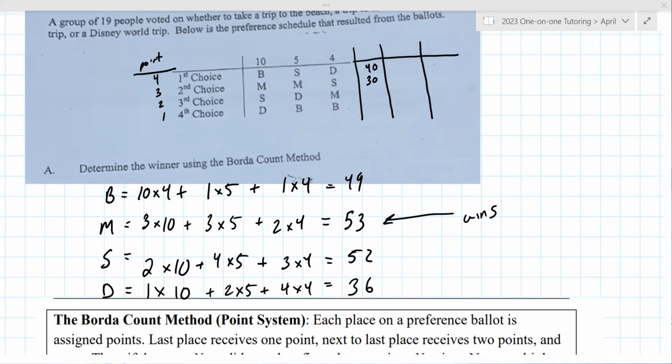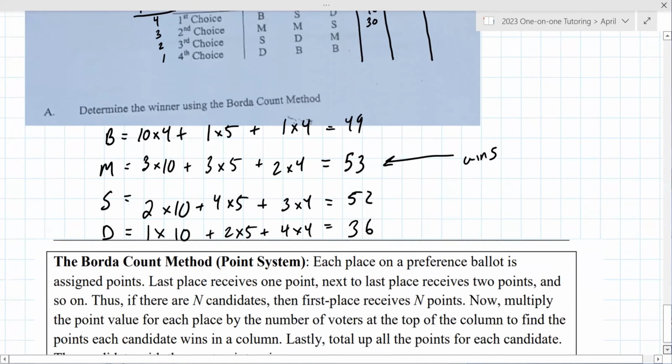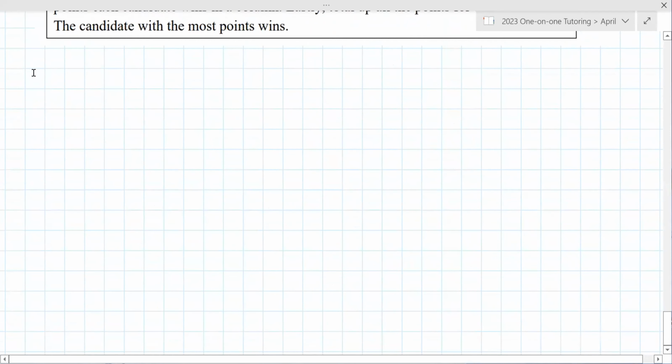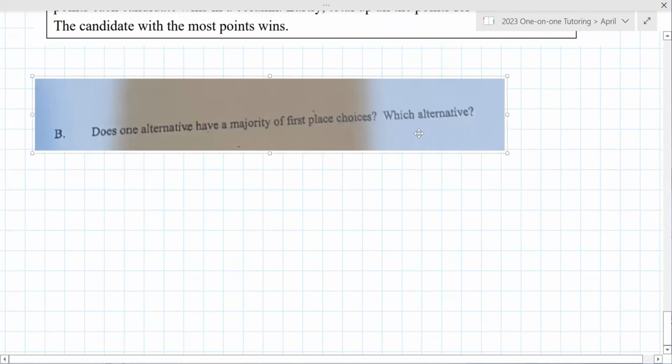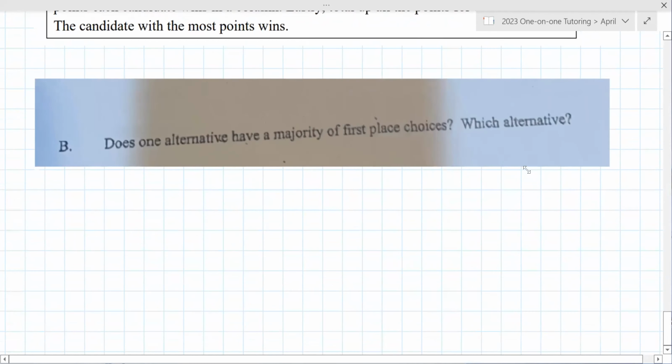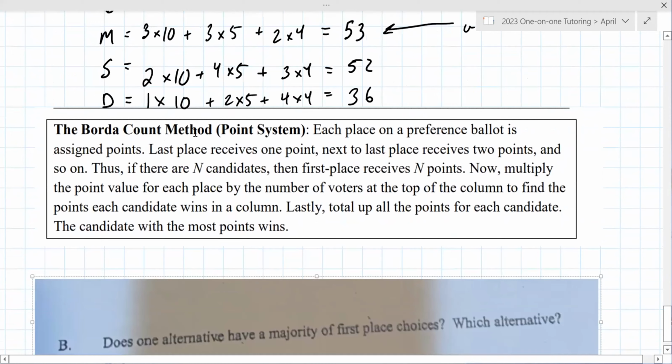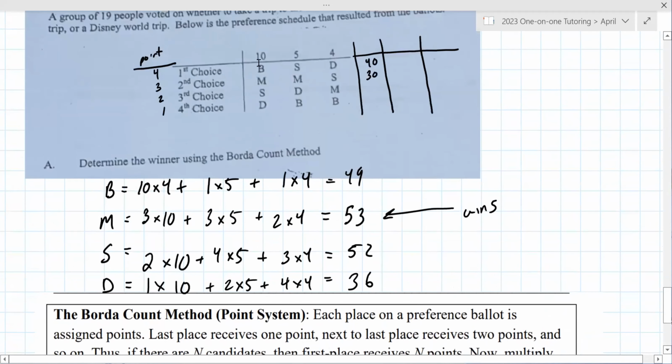Okay. What's next? I know that we did these out of order. Now I can sort of see why the questions were in this order. Part B says, does one alternative have a majority of first place votes? Notice that we've already answered that. B has the most first place votes.